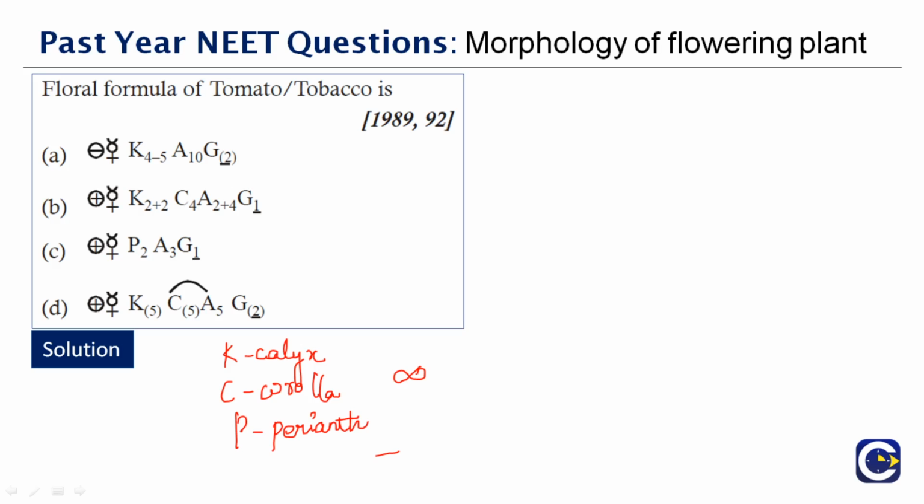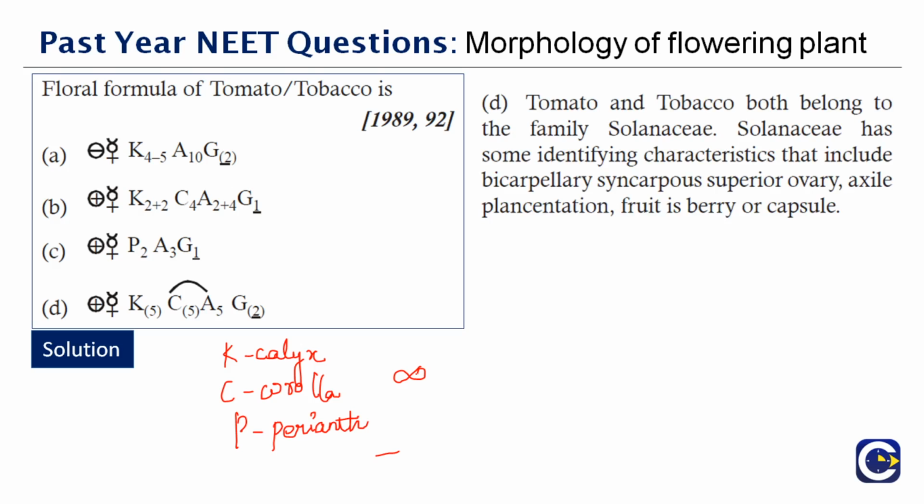Now, out of the four options, which one is the floral formula of tomato? If you see, it is option D. Tomato and tobacco both belong to the family Solanaceae. Solanaceae has some identifying characteristics that include bicarpellary, syncarpous superior ovary, axile placentation, and the fruit is berry or capsule. These are the identical things that you can see in both. Therefore, the right answer to this question is option D.